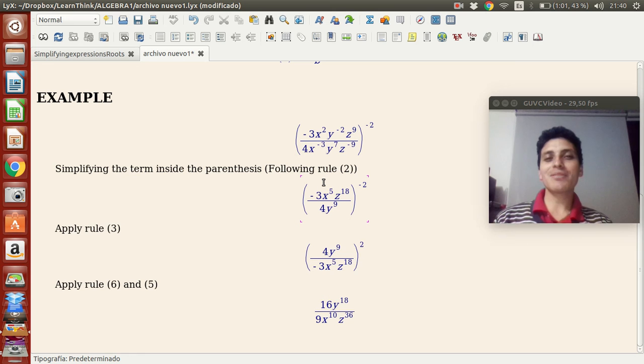So in properties of exponents, if you apply the properties of exponents, you will have the same answer and you will have excellent simplifications.